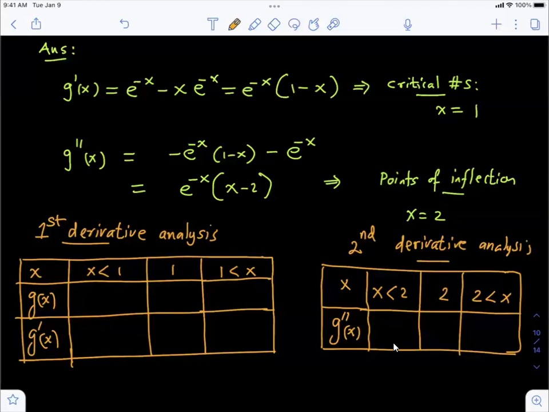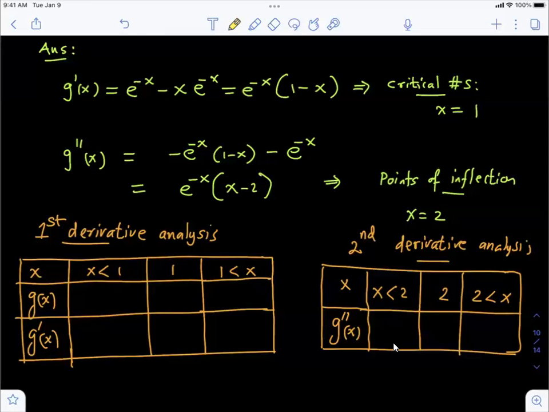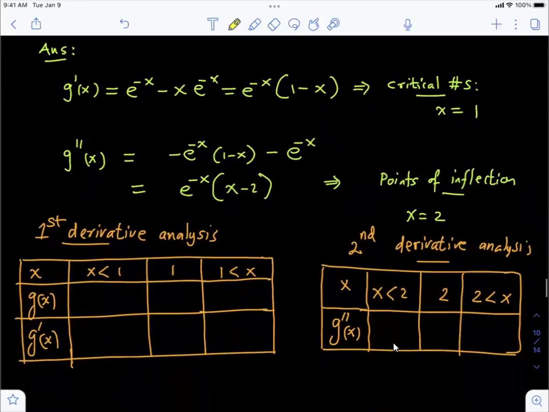So when x equals 1, first of all, I'll look at the original function. Don't forget the original function. I need to have the corresponding y coordinate. So when I plug x equals 1, I would get e to the negative 1. In other words, it's 1 over e.